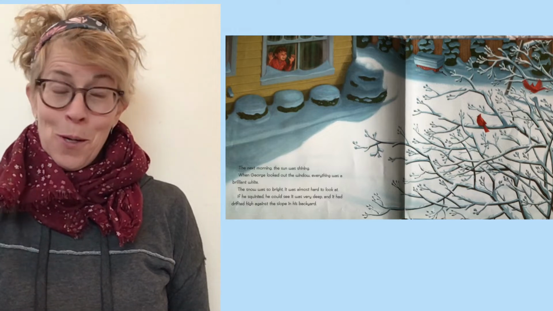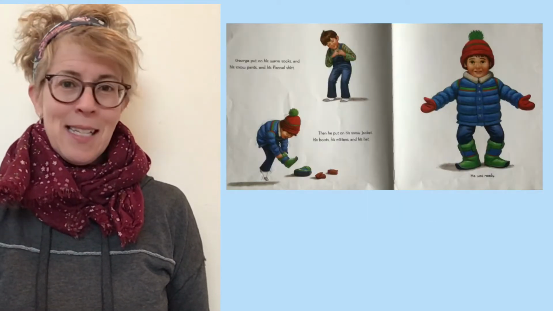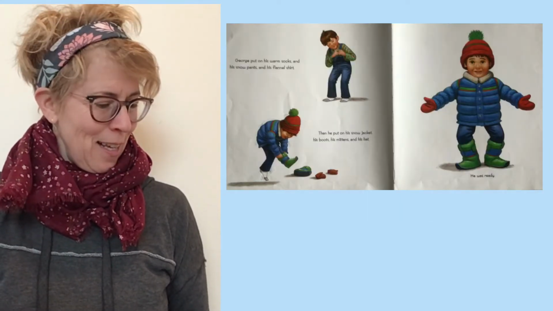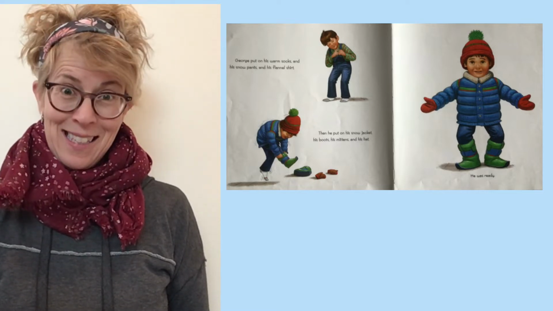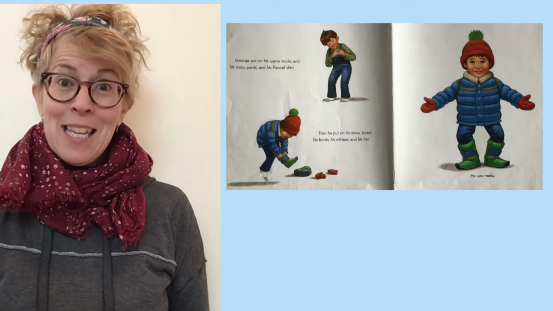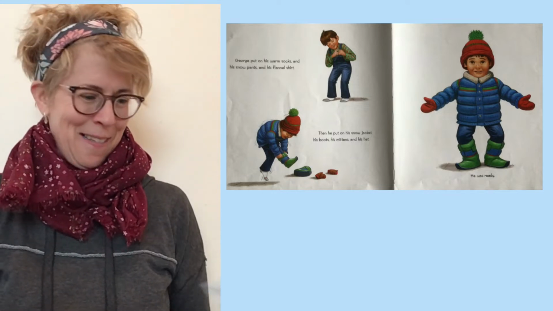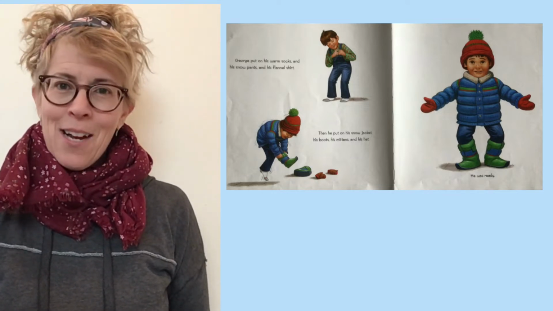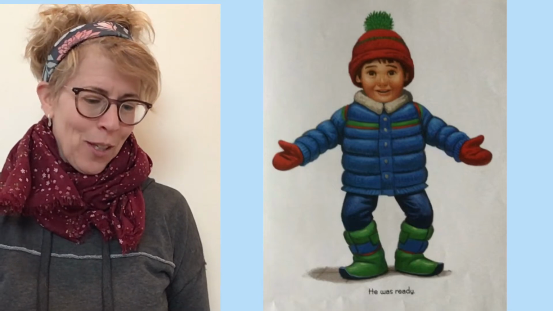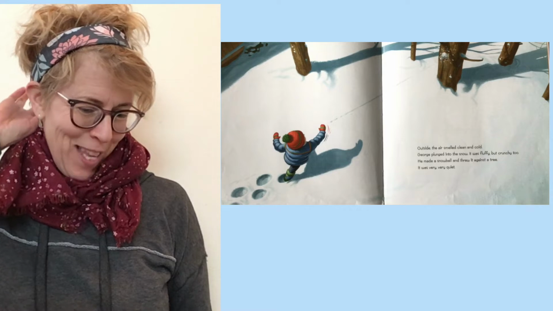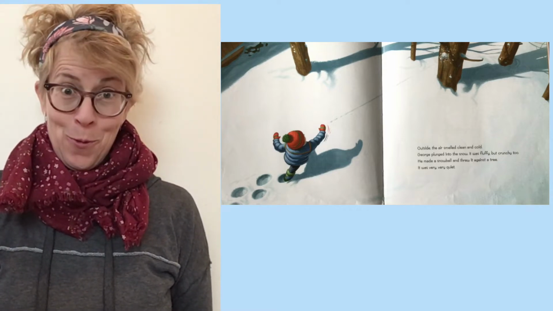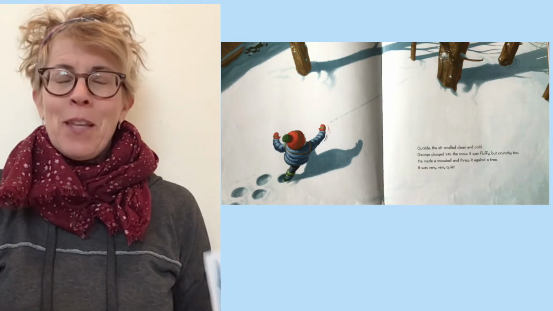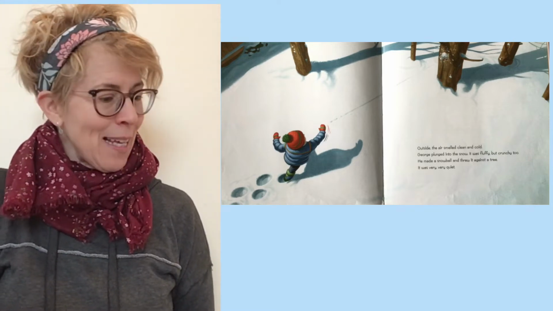George put on his warm socks, his snow pants, and his flannel shirt. Then he put on his snow jacket, his boots, his mittens, and his hat. He was ready. Outside, the air smelled clean and cold. George plunged into the snow. It was fluffy but crunchy, too. He made a snowball and threw it against a tree. It was very, very quiet.